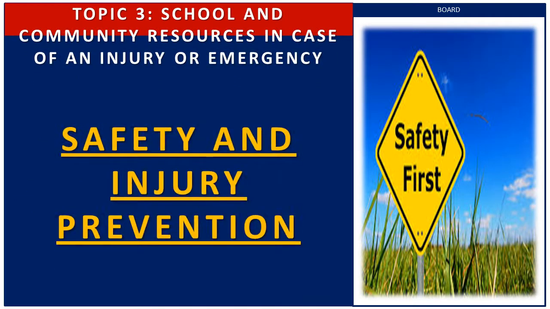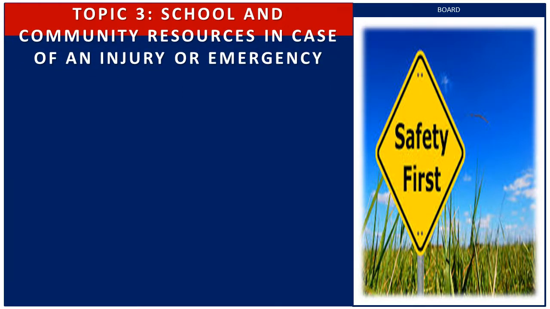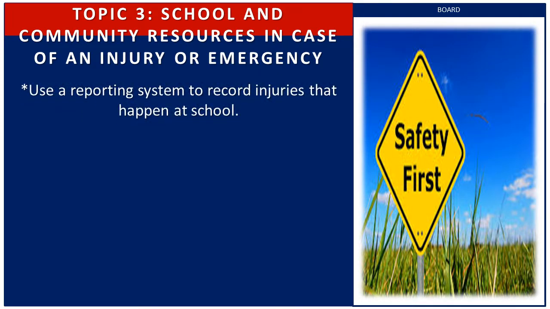Let us jump into safety and injury prevention. So what do you think would be the safety and injury prevention in this topic? Let us now begin with our first example of safety and injury prevention. Always use a reporting system to record injuries that happen at school. This information can be used to identify causes and plan preventive strategies for the school.